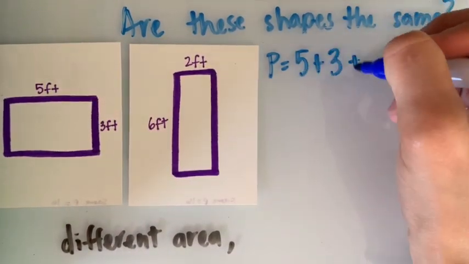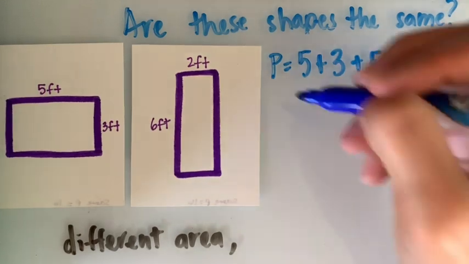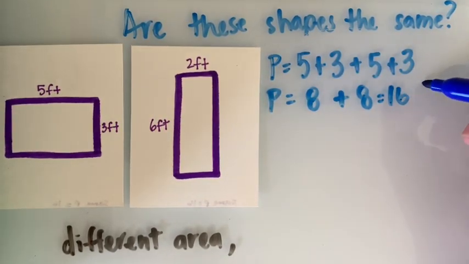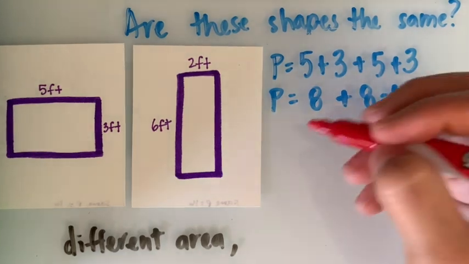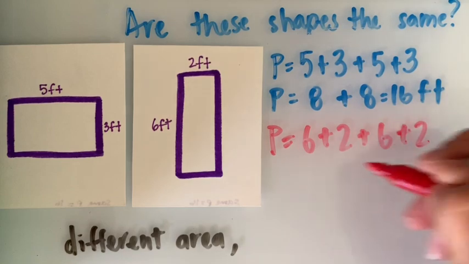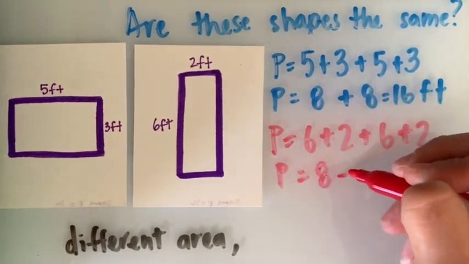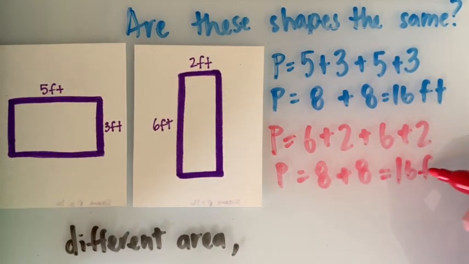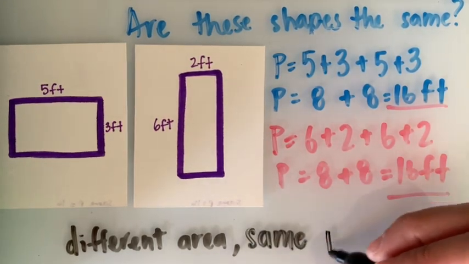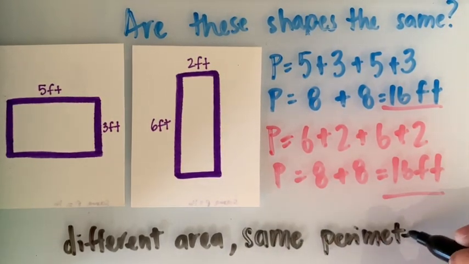For our first shape, we would add 5 plus 3 plus 5 plus 3, which is 8 plus 8, and that equals 16 feet. Let's look at our second shape. That would be 6 plus 2 plus 6 plus 2, which is 8 plus 8, again, 16 feet as a perimeter. So for this shape, we have a different area, but the same perimeter.